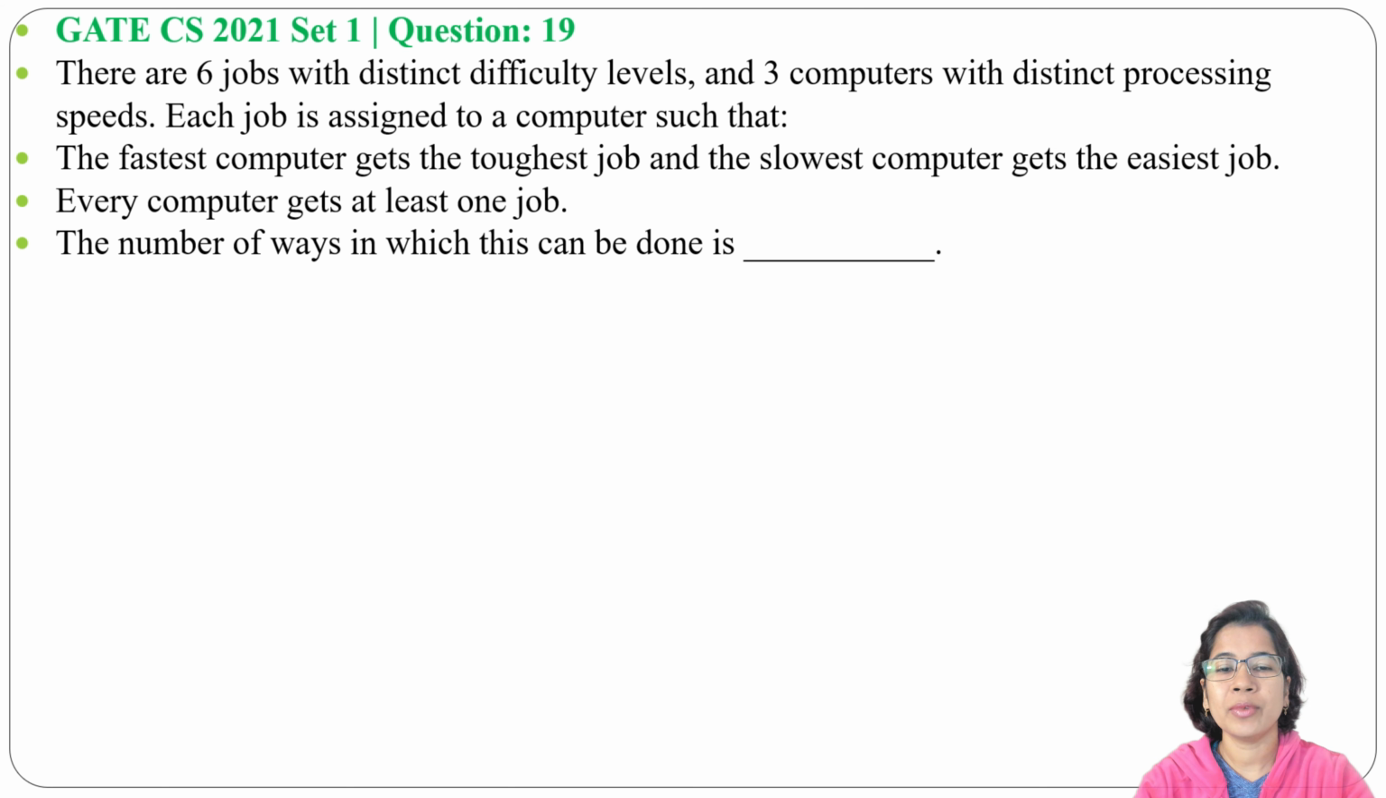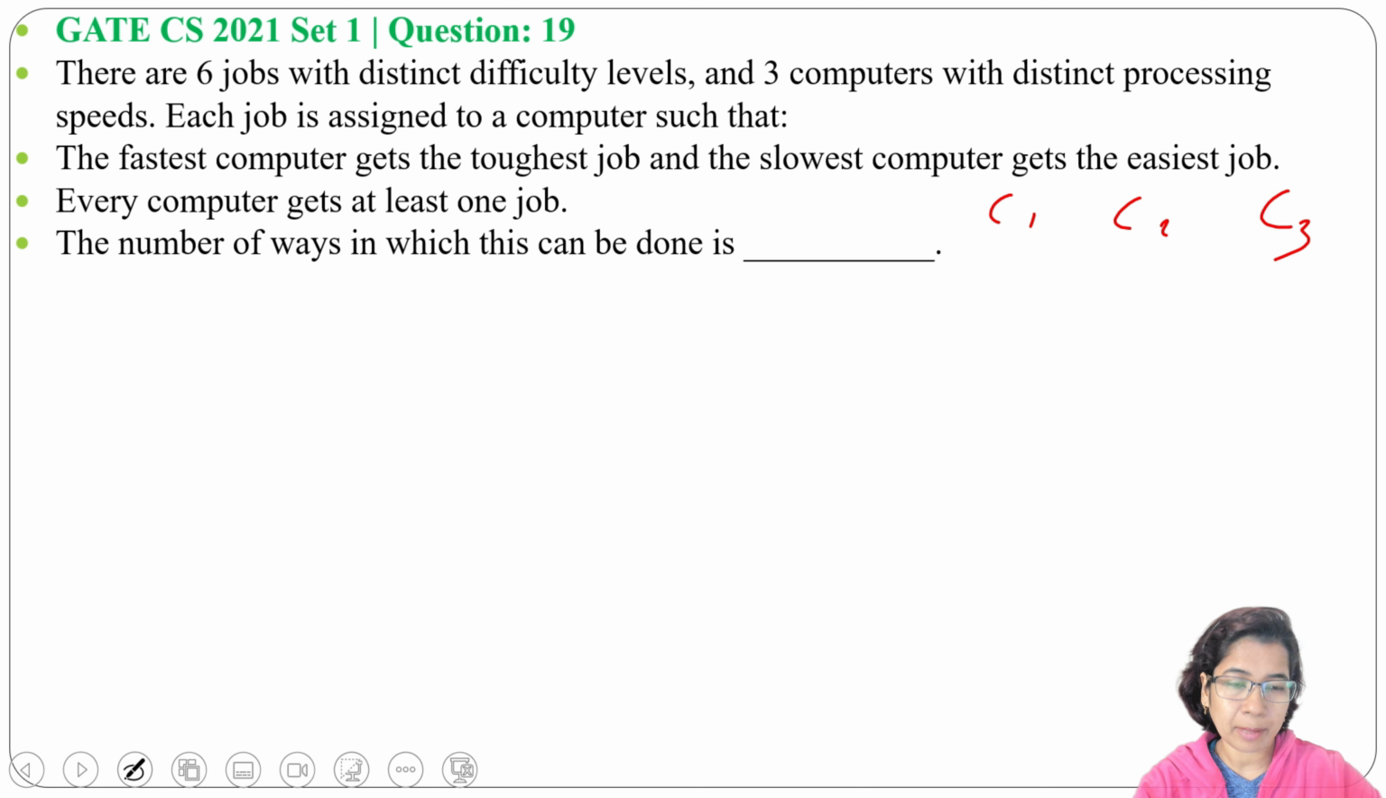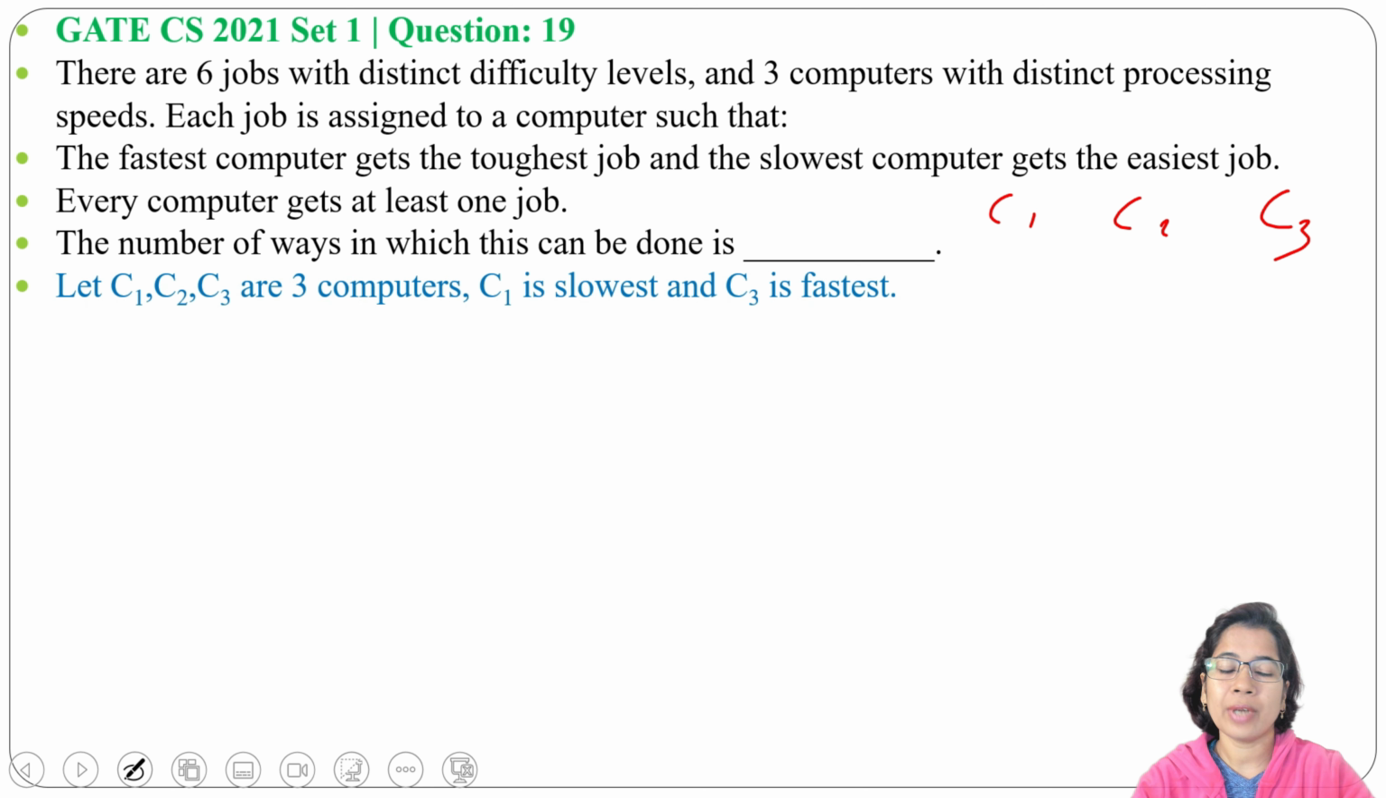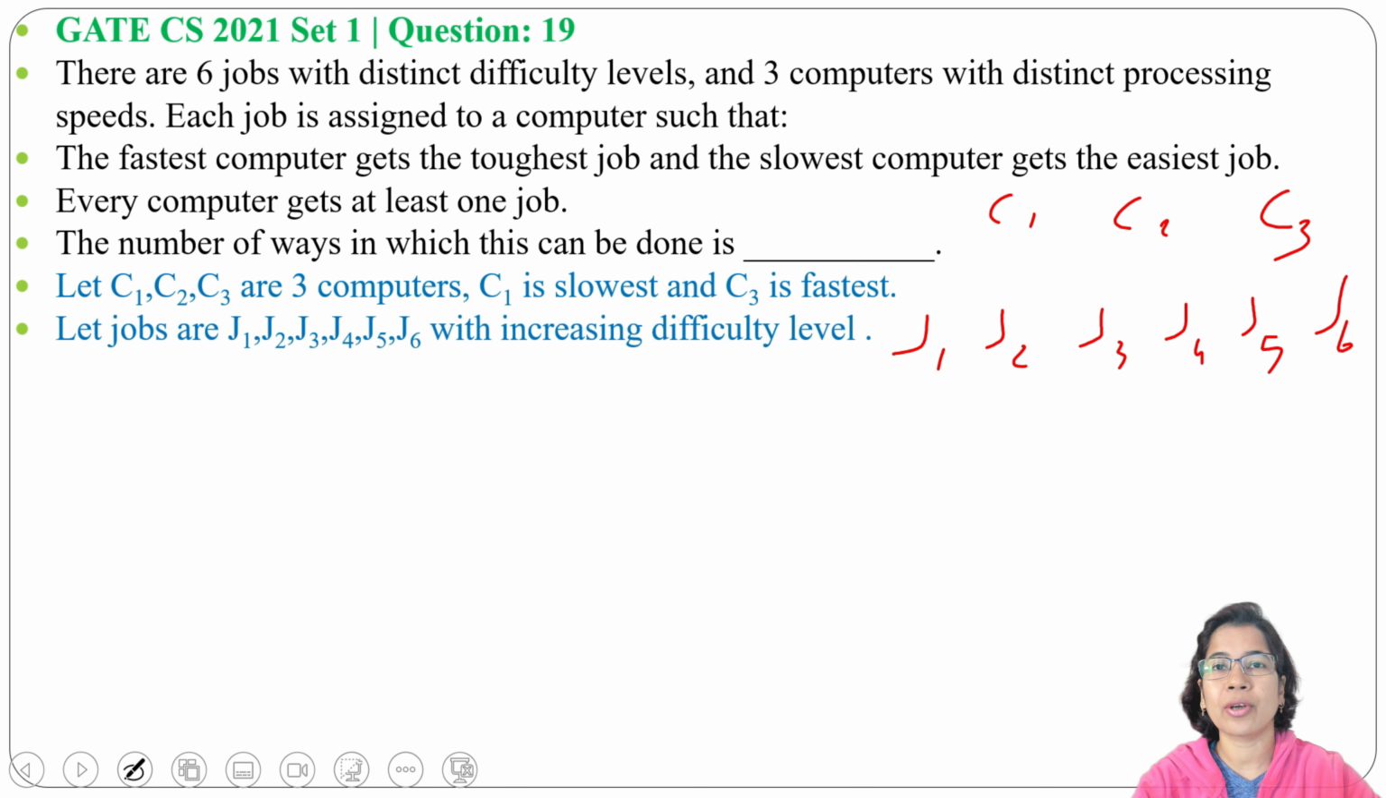So let's assign a name to each computer. Let C1, C2 and C3 be the 3 computers. Let C1 be the slowest and C3 the fastest computer. And we have 6 jobs J1, J2, J3, J4, J5 and J6. Let J1 be the easiest job and J6 the toughest job, so they are in increasing order of difficulty. The easiest job will be assigned to the slowest computer and the most difficult job to the fastest computer. So J1 will be assigned to C1 whereas J6 will be assigned to C3.